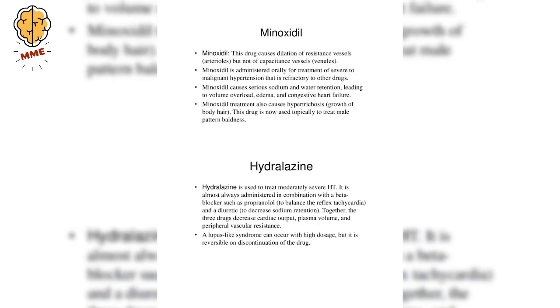Now, there are two main vasodilators. They are minoxidil and hydralazine. First, minoxidil. This drug causes dilation of resistance vessels, arterioles, as we know, but not of venules. Minoxidil is administered orally for treatment of severe to malignant hypertension that is refractory to other drugs. Minoxidil causes serious sodium and water retention, leading to volume overload, edema, and congestive heart failure. Minoxidil treatment also causes hypertrichosis, growth of body hair. This drug is now used topically to treat male pattern baldness.